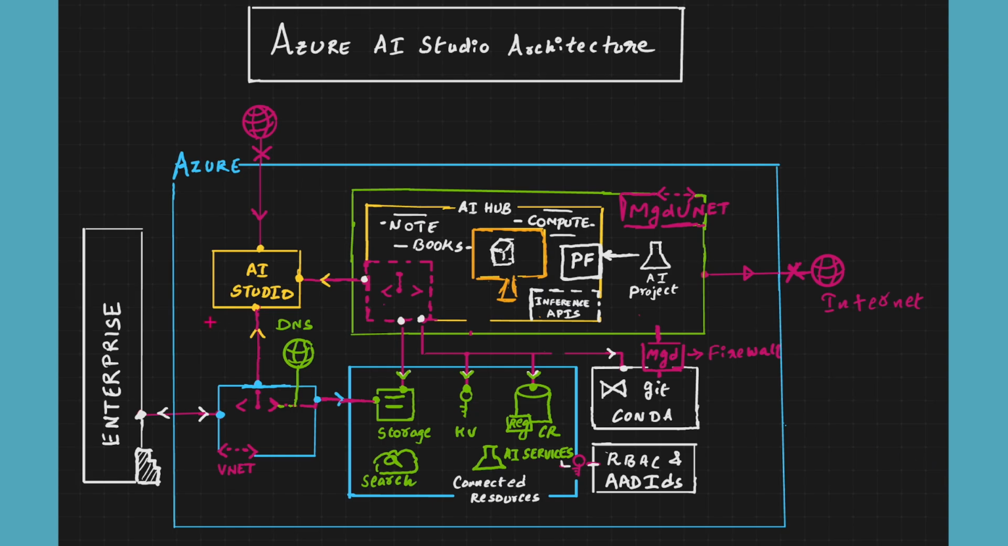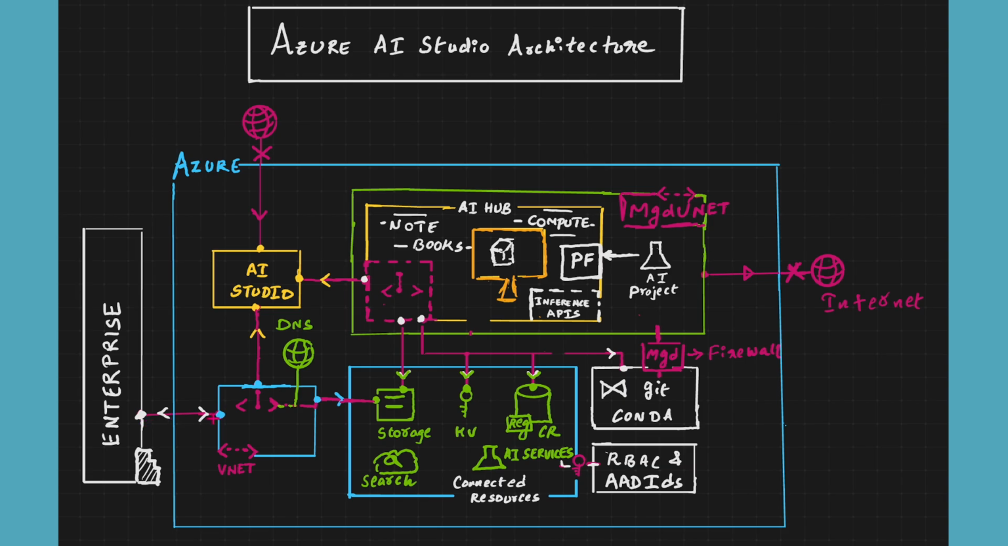Let's see in this video the Azure AI Studio architecture itself and how you will be connecting various components. So your enterprise will have your own network, and you will be connecting your network to Azure, of course, through site-to-site VPN, or using something called Express Route Circuit.